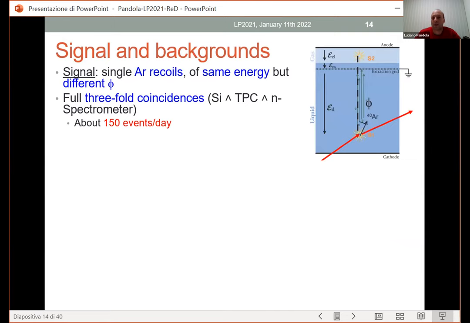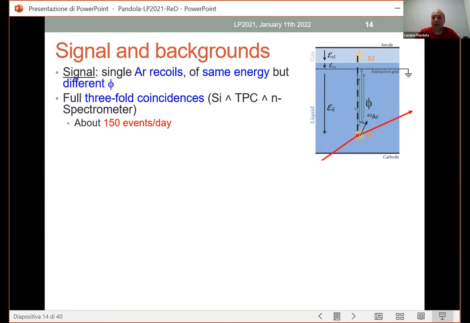Now let's look for a signal. What do we care about? We care about having a single argon recoil, so an argon recoil induced by a neutron, having the same energy but a different angle with respect to the electric field direction. So we want to check whether recoils going in one direction behave differently or similarly than recoils going in another direction with respect to the electric field.